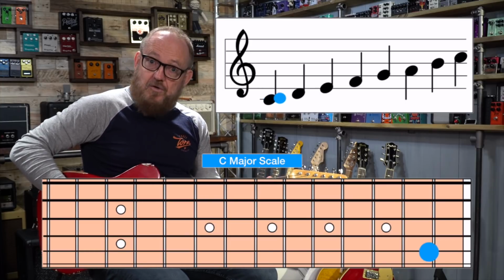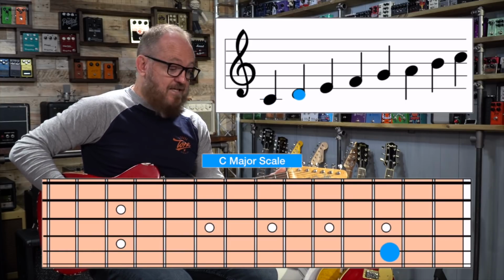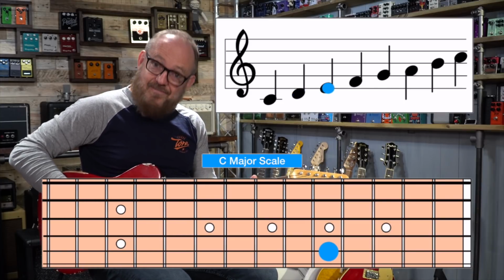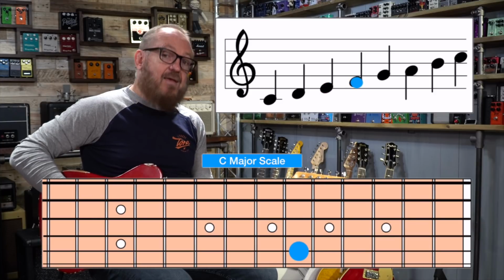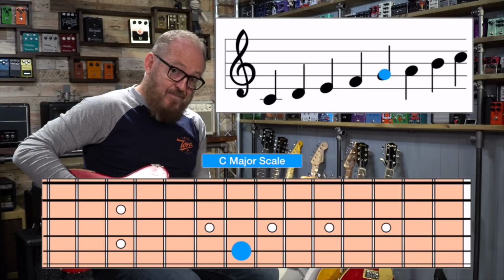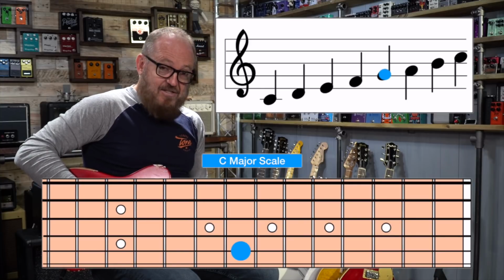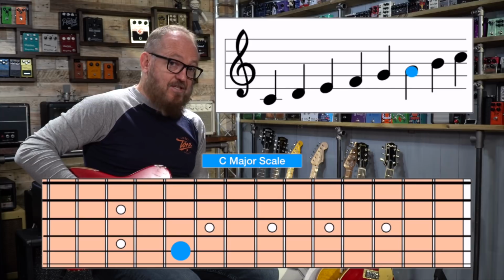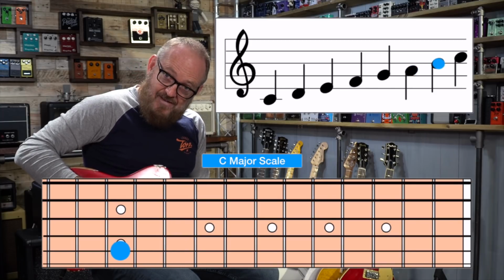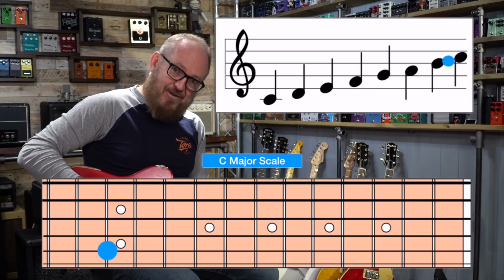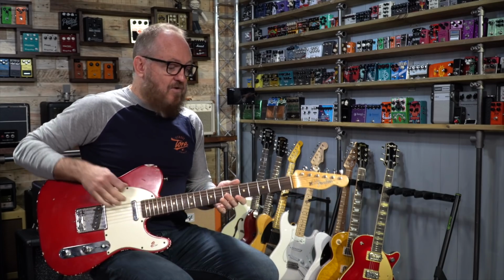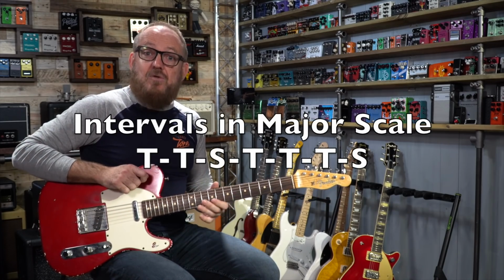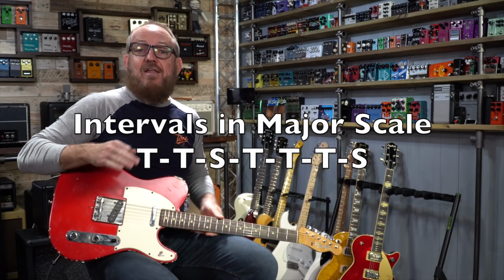Now the first interval is a tone, so we get from C to D. The next interval is another tone, so D to E. Then we have a semitone, E to F. Then we have another tone, F to G. Another tone, which is G to A. Another tone, which is A to B. And then a semitone. And that semitone completes the octave. So we have tone, tone, semitone, tone, tone, tone, semitone. Okay? And that is the interval pattern for the major scale over one octave.